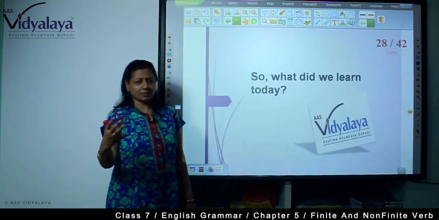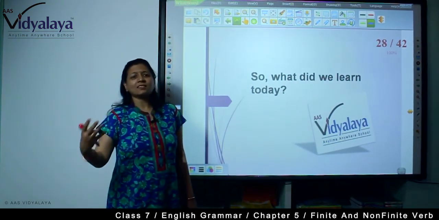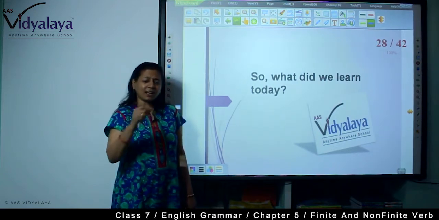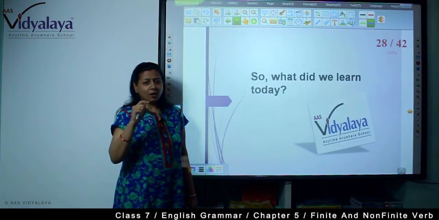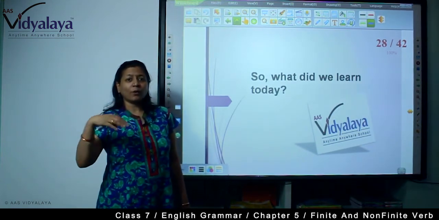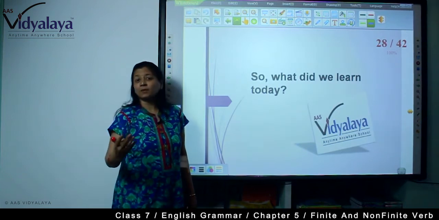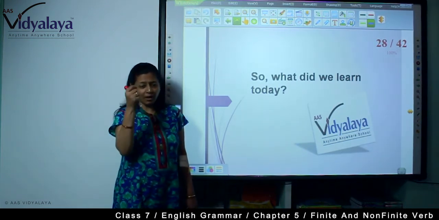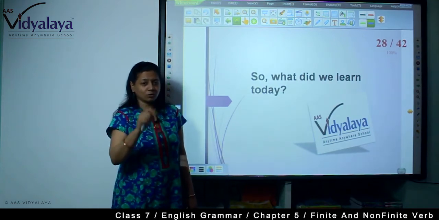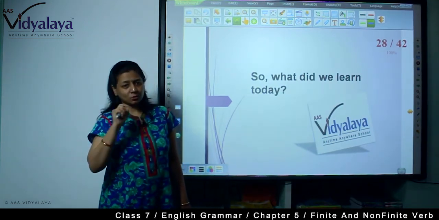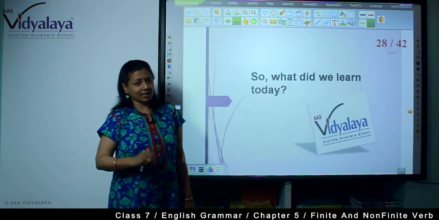For example, she writes, she dances, Meera sings. So everything has a complete sense. But if we say "Meera going to somewhere", it's not an independent clause. We will have to add some other clause, a main clause, to give a complete sense to the sentence. This is the difference between finite and non-finite verb.